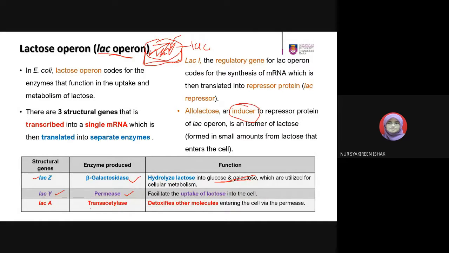And then lacA produces the enzyme transacetylase. So the function of this enzyme is to detoxify other molecules entering the cell via permease. So maksudnya dengan terhasilnya transacetylase, hanya lactose sahaja yang boleh masuk ke dalam cells, okay, melalui permease, enzyme permease tu. Okay, permease. So permease is located at the, once it is produced, it is then embedded in the membrane of the bacteria.